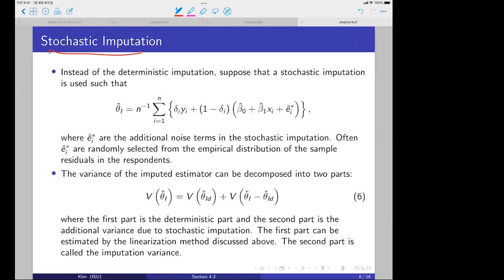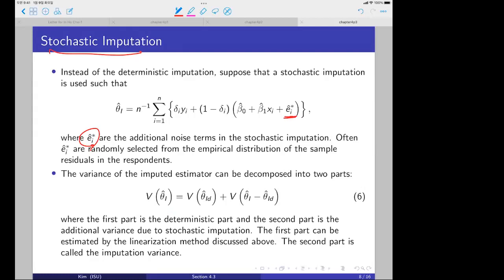With stochastic imputation, we have an additional term. The stochastic version always increases the variance. And you may wonder why use stochastic imputation at all. Why would you increase the variance? What's the benefit compared to deterministic imputation?